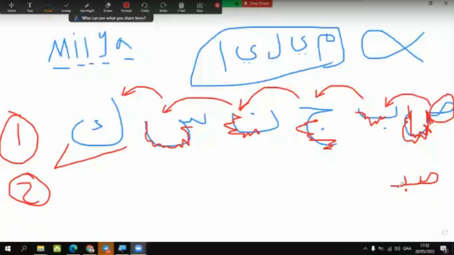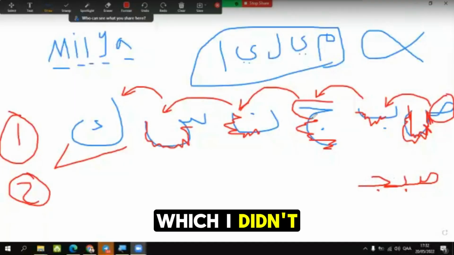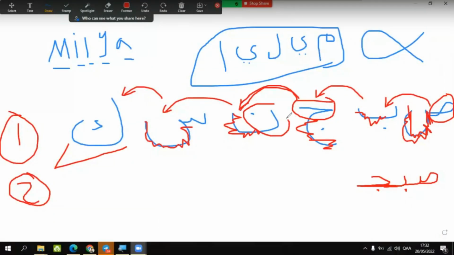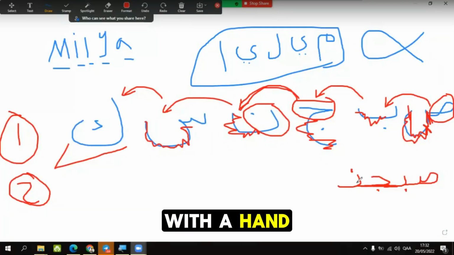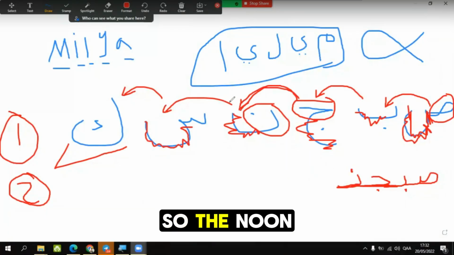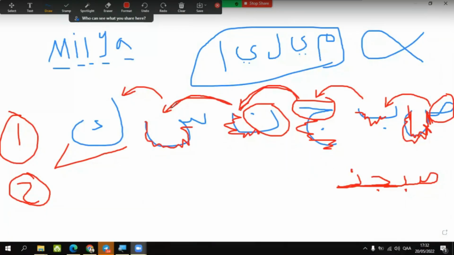So look at the hand. This hand can catch the jim. So here is the jim. This is the rest of the jim, which I didn't cut. I write it with a hand. Look at the hand. Why a hand? So the hand can catch the noon. I still have this part of the noon, so I should write it with a hand. Nobody forget the hand. Every letter with a hand. Why a hand? So the noon can catch the sin with the hand.